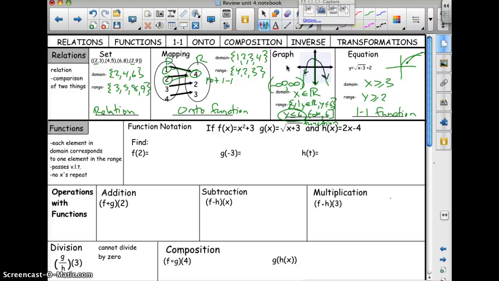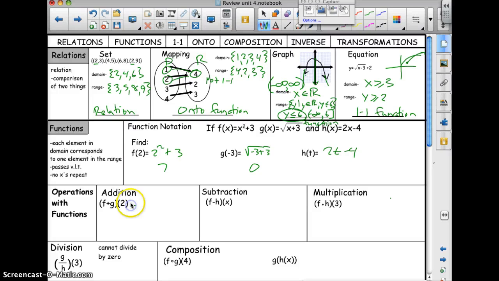All right, function notation. If f of x is x squared plus 3, then f of 2 is 2 squared plus 3, or 7. All right, g of negative 3, I put a negative 3 in for the g function, so it's the square root of negative 3 plus 3, square root of 0 is 0. H of t is 2t minus 4. That's pretty easy.